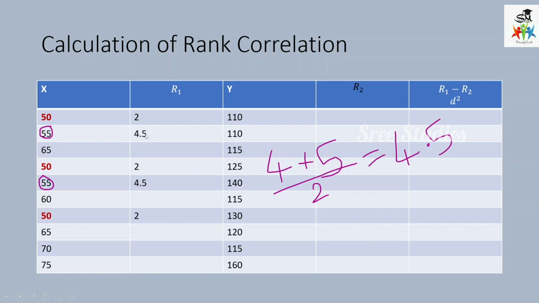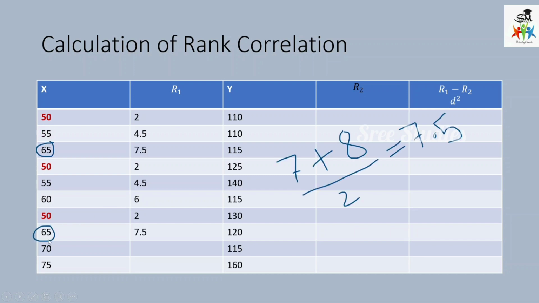And the next to highest value is 60. Already we have given 5 ranks, so it directly goes as the 6th rank. Then the next one is 65. Again, it is in two values, 65, so it takes the 7th rank and 8th rank. We divide by 2 so that we get rank 7.5. So it has been placed against the values 65, 65.